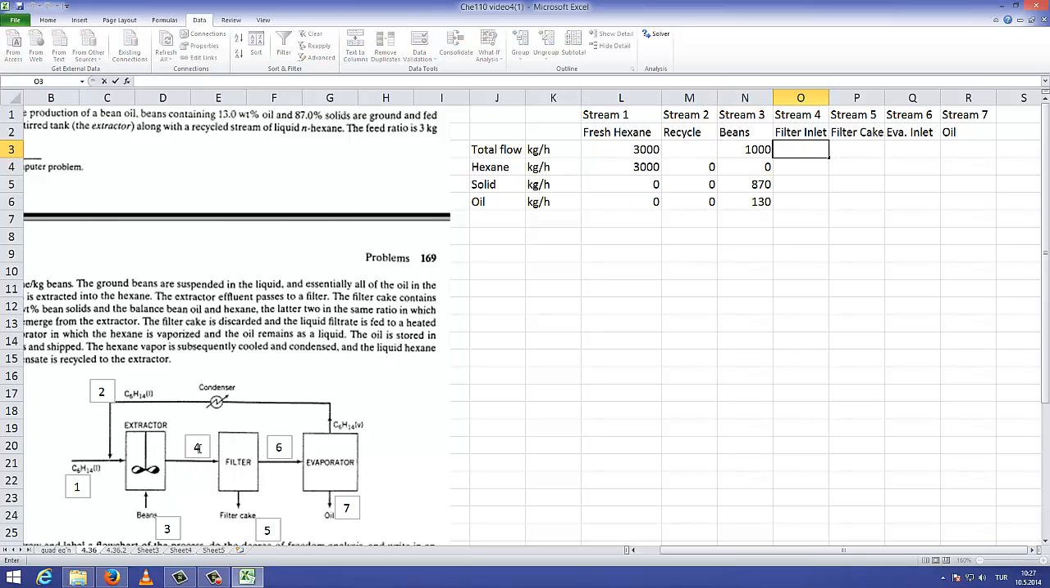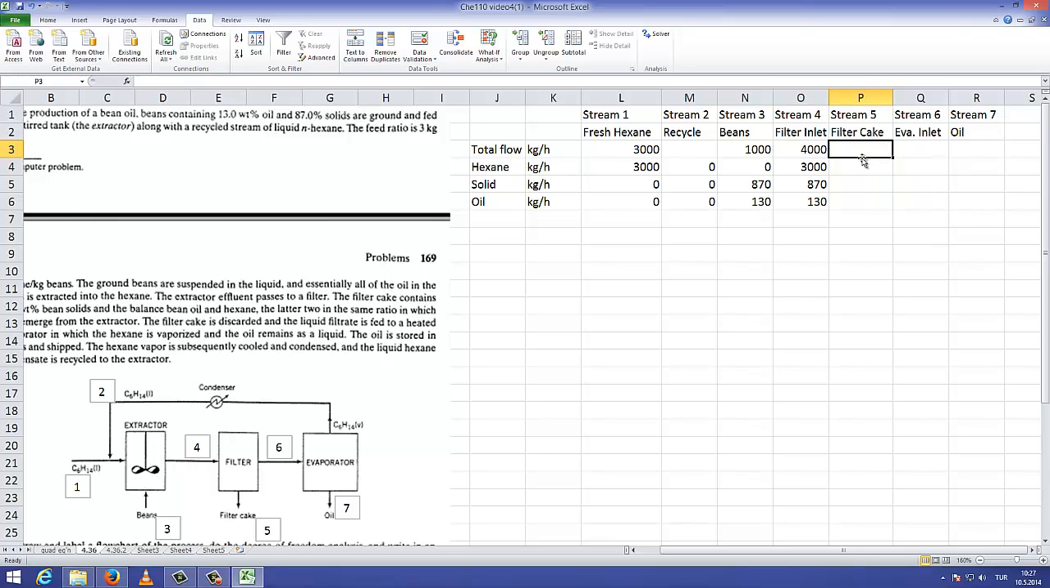Now, the filter inlet, the fourth stream, should be the summation of these. It should be 3000 plus 1000, so it will be 4000. Anyway, let's continue on. The filter cake will have all the solids removed. All the solids account for 75% of the filter cake. So this should be this divided by 75%. So this is all the filter cake.